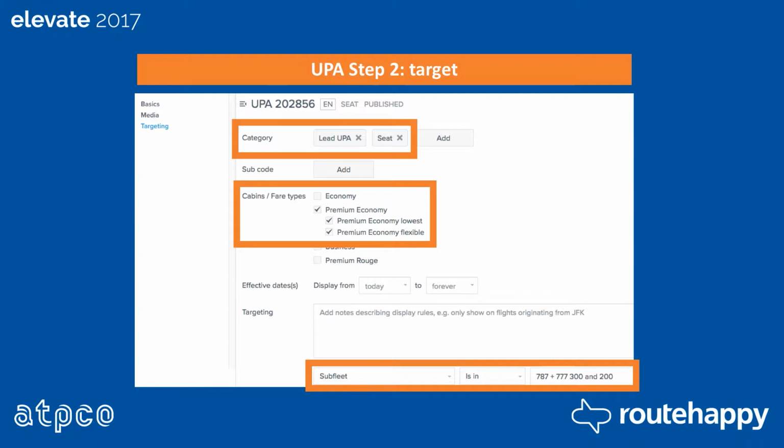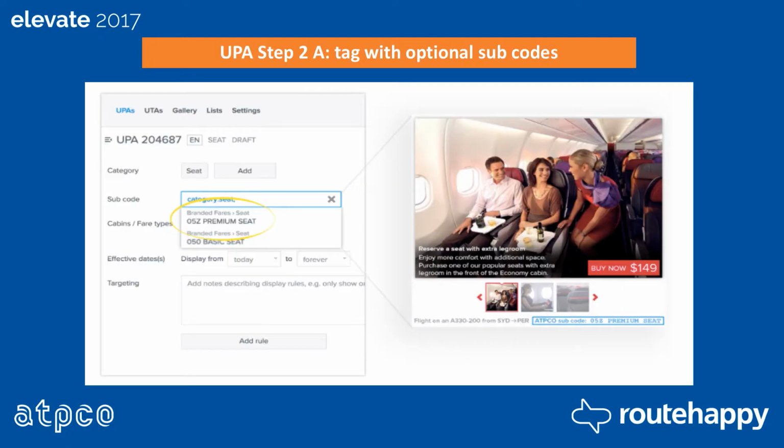Step two, target it. So we want a standard categorization scheme, again, so that distributors can integrate it. We want to make sure it's showing up for the right fares, for the right cabins. There may be effectivity dates, there may be other targeting rules. In this case, it's specific to one type of aircraft, but it could be O&D, route, or however it needs to go. Another part of targeting, of course, with our partners at ATPCO, we can add optional subcodes. So as those are fed, in this case, the premium seat, offered to match whatever's going on the pricing side of the equation.